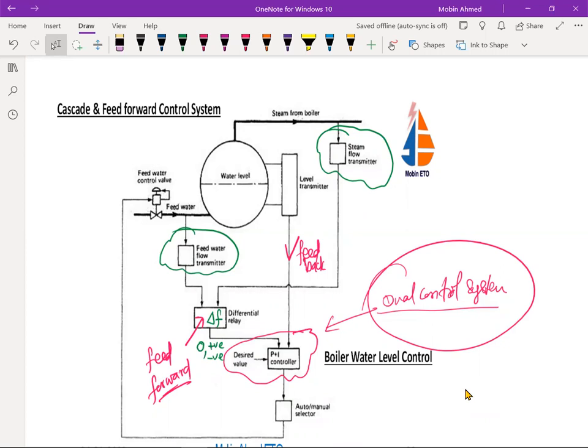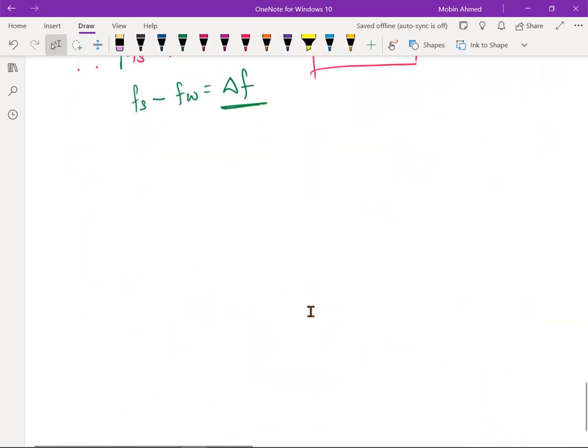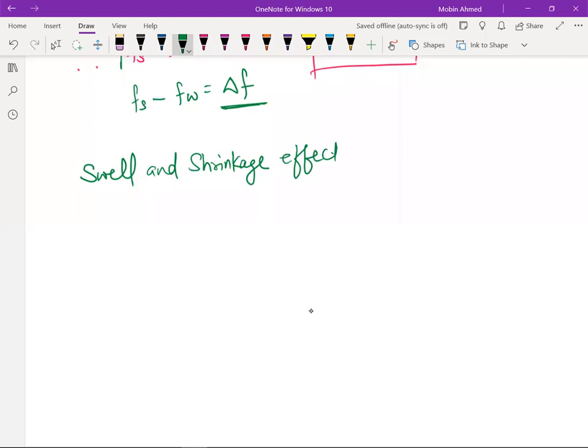That means there has to be a difference between the steam flow and feed flow. How and when this difference happens, we need to understand. I hope you understand about the swell effect. Does anyone know what is the swell and shrinkage effect in a boiler? Anyone know about this?